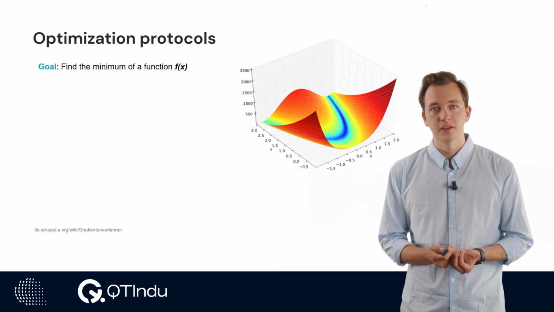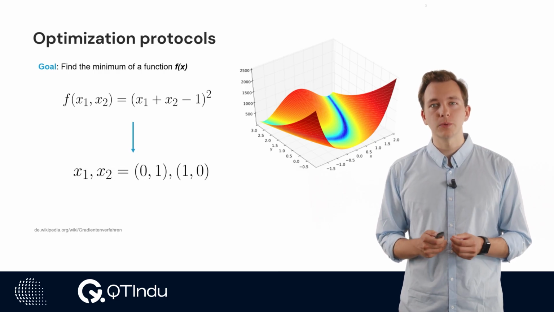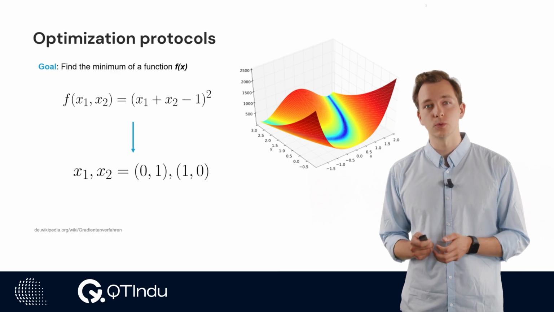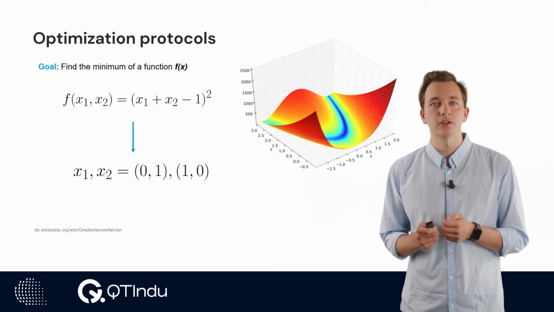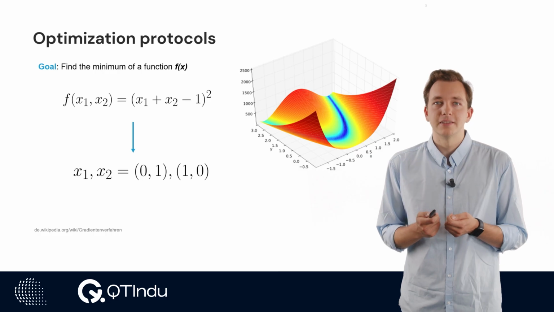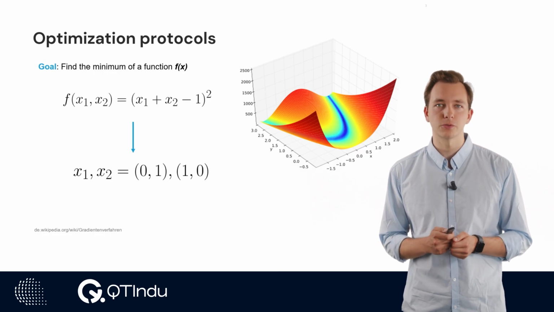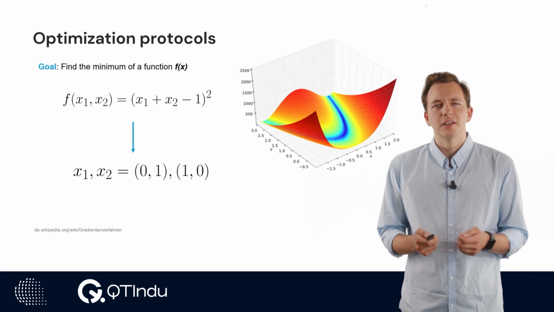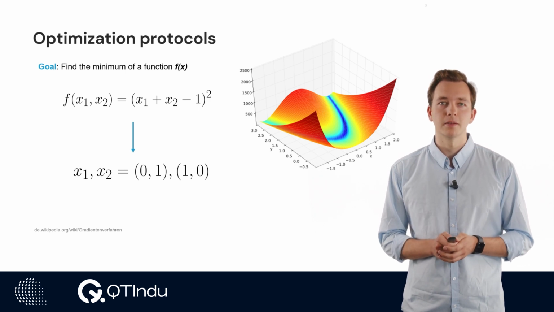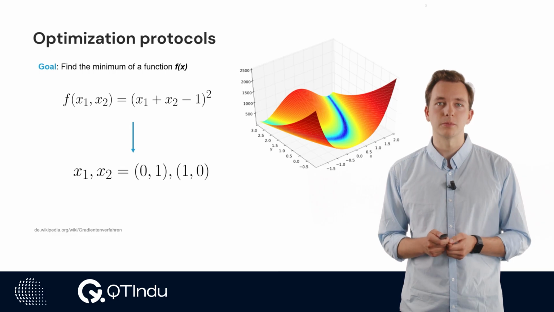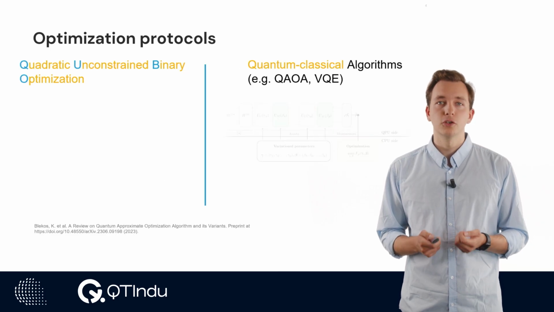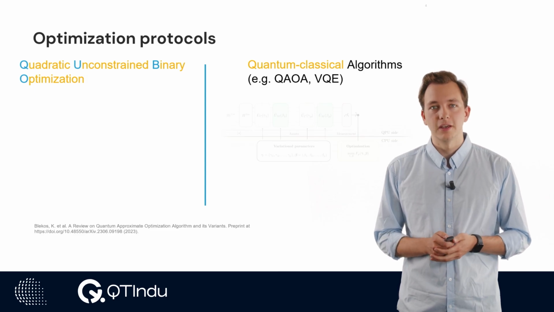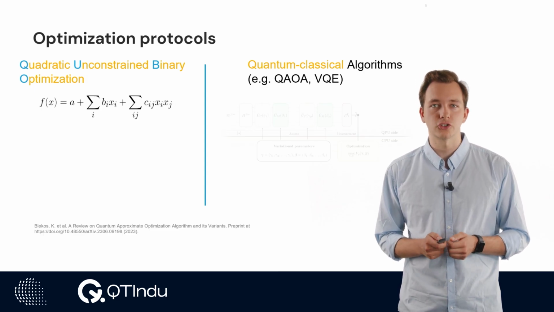Optimization protocols are usually referred to as finding the global minimum of a function f of x. For example, assume that we have a function f that depends on binary variables x1 and x2. If x1 and x2 can only take values 0 or 1, then we see that the optimal solution to this problem is either the combination 0, 1 or 1, 0. This is of course a very simple problem, but there are generalizations to these problems called QUBO. QUBO stands for quadratic, unconstrained binary optimization, and can be generally described by the following function.